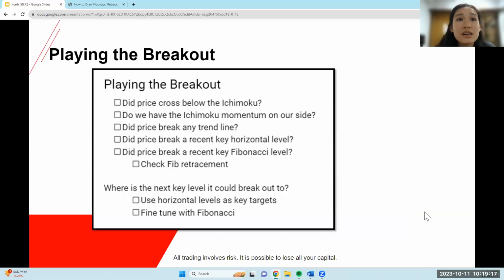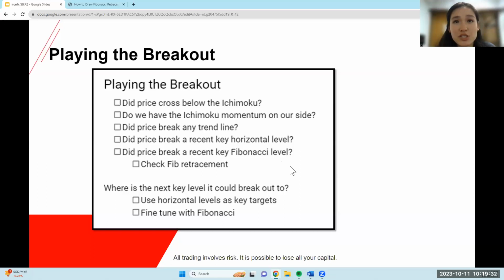Okay, now let's take a look at how we can play the breakout. Using the same checklist, is this the same checklist? Okay, not exactly, but looking at the same kind of indicators.